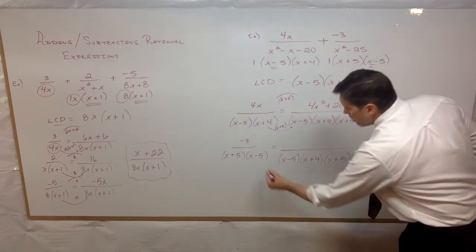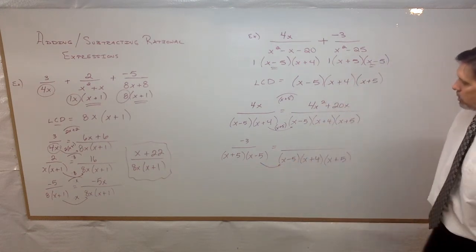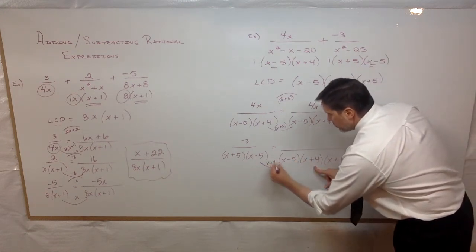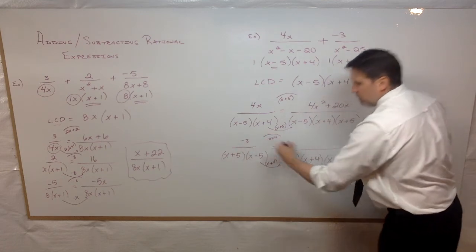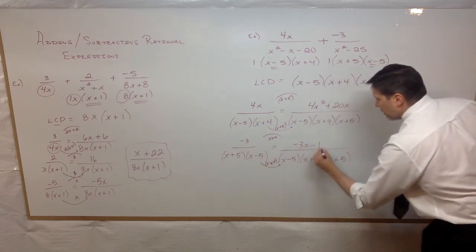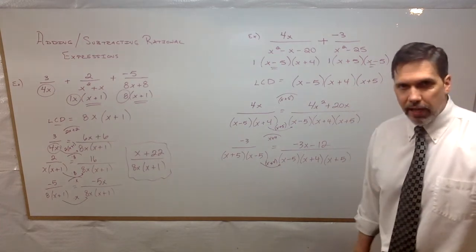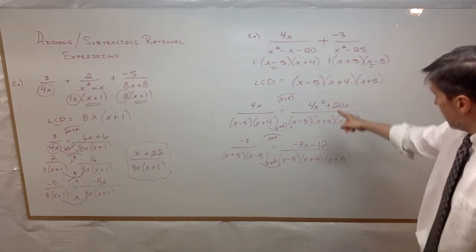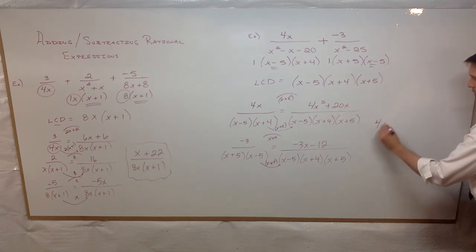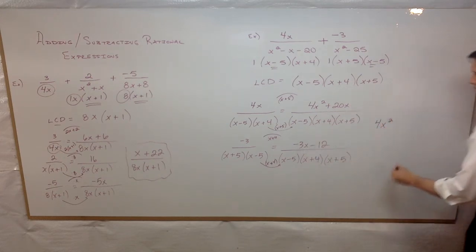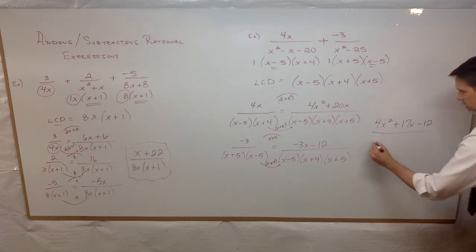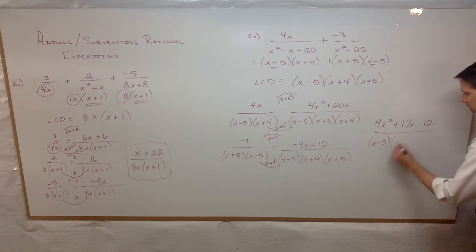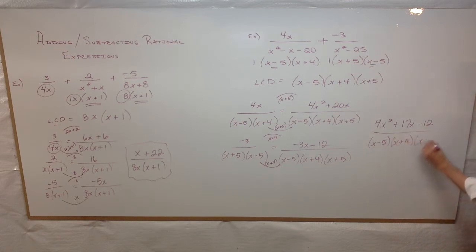We do the same thing here. What do I have to multiply this denominator by to get the LCD? Well, it's missing a factor of x plus 4, so that settles it. x plus 4. Multiply x plus 4 to the numerator. Again, distributing will give us negative 3x minus 12. We distribute so we can combine like terms, which is what we're going to do in our next step. 4x squared, well, that's the only x squared term. We have 20x minus 3x is 17x. And we have negative 12, no other constants. And that's going to be over our LCD. x minus 5, x plus 4, x plus 5.